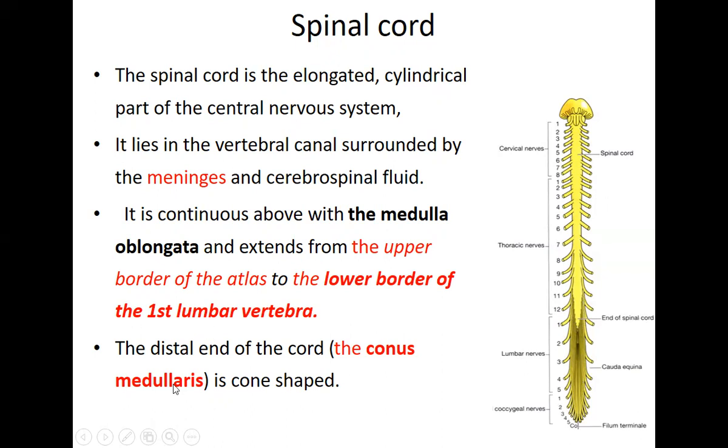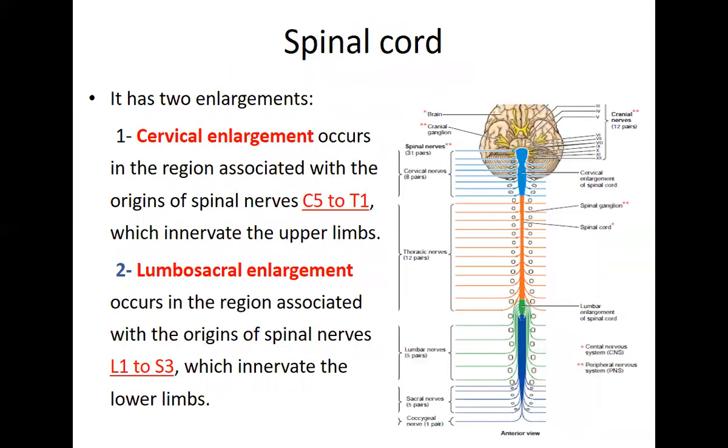The distal end of the cord, that is the conus medullaris, is cone shaped. If you see, this part is cone shaped, an ice cream cone shaped structure. This is called the conus medullaris. It looks like a cone, so it is called conus medullaris. This spinal cord will show two important enlargements.